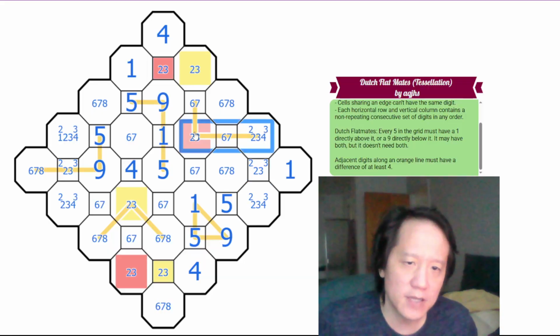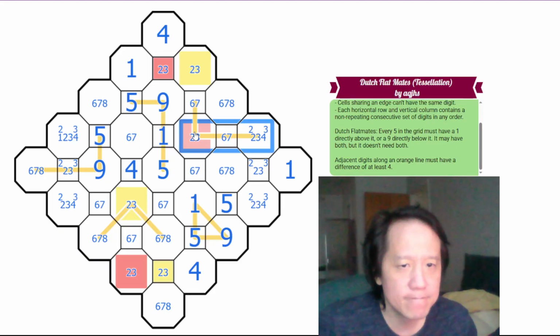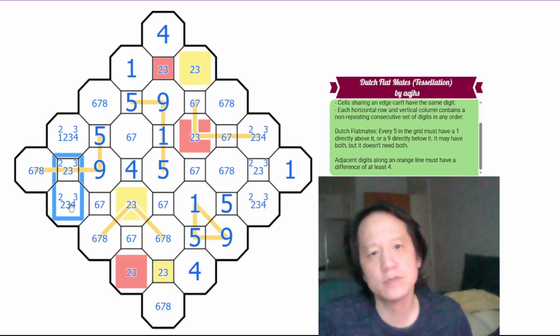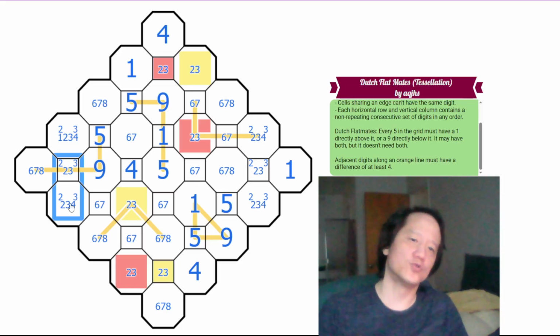Obviously, this is not the red 2, 3. So the red 2, 3 is one of these two. And then the red 2, 3 is one of those two. We're not sure which.